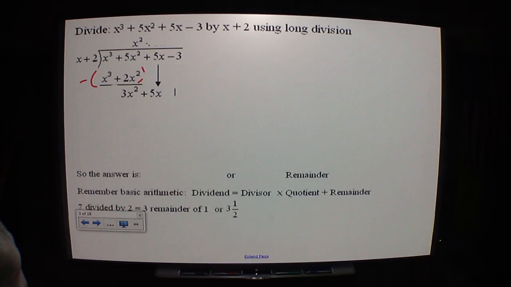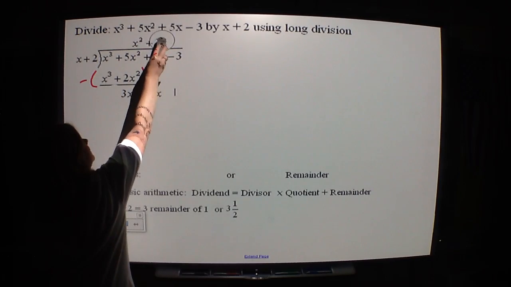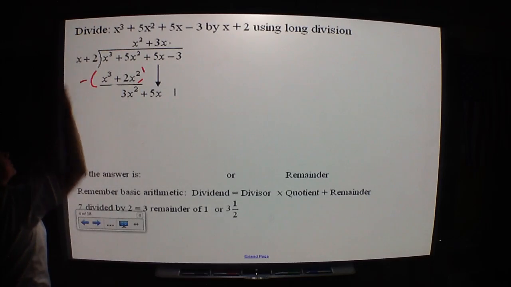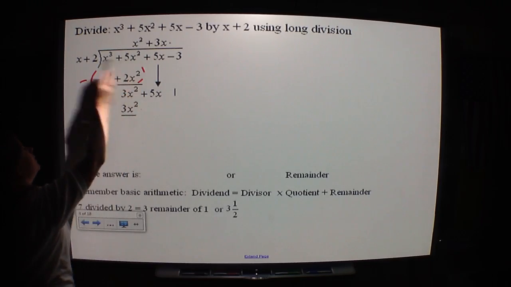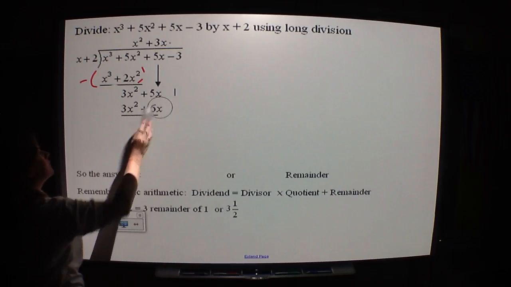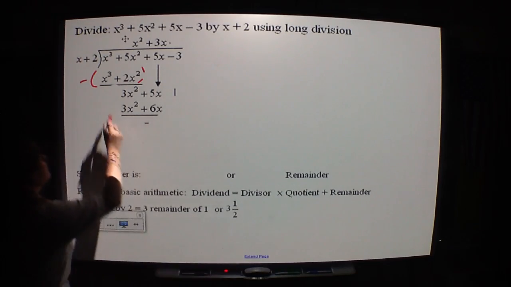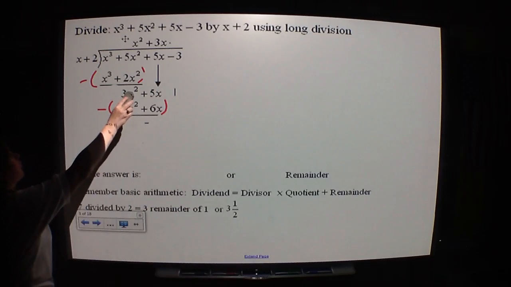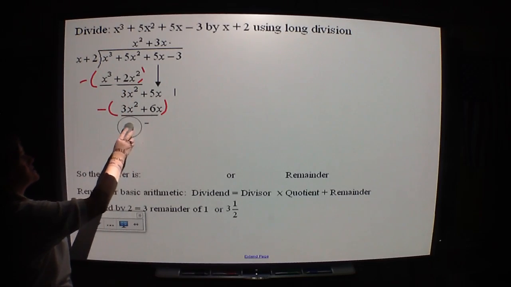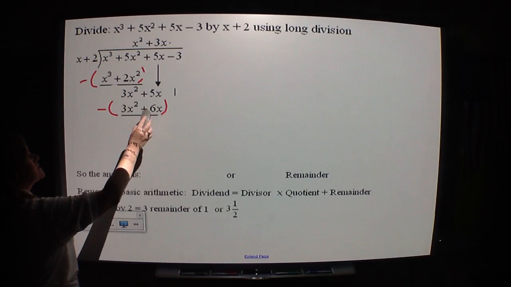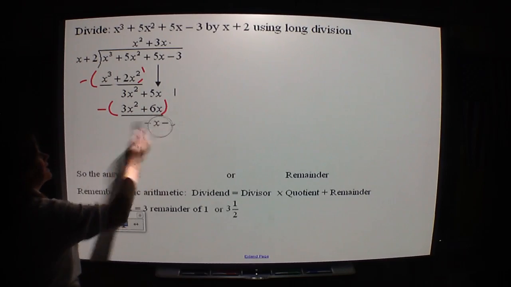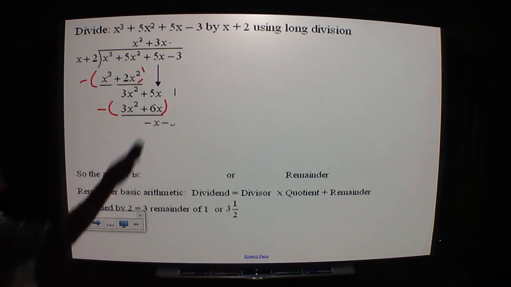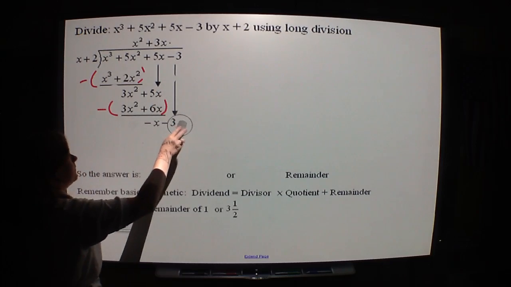What times x is equal to 3x squared? Well, 3x. 3x times x plus 2 is 3x squared plus 6x. And again, remember you are subtracting. 3x squared minus 3x squared is nothing. 5x minus 6x is negative 1x, or negative x. Bring down my negative 3.